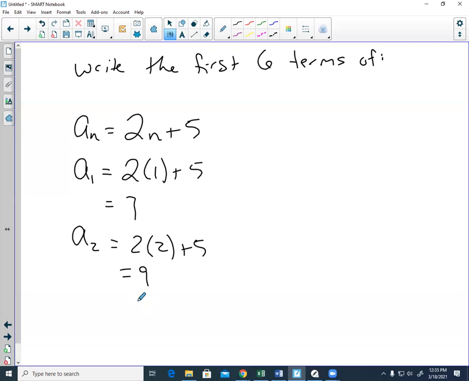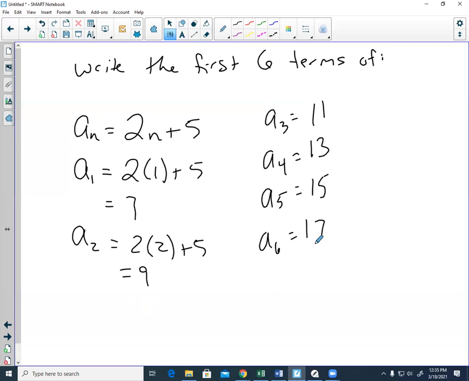And then hopefully you'd be able to see what's going on with this pattern, and you wouldn't have to calculate every single one of them out every single time. If you notice, I'm just taking 2 times the number of the term that I'm looking for, and I'm adding 5 to it. So if I want to find my third term, I'm going to take 2 times 3 plus 5, which is 11. My fourth term is 2 times 4 plus 5, which is 13. A5 would be 15, and A6 would be 17. So this is how we would find our first 6 terms.